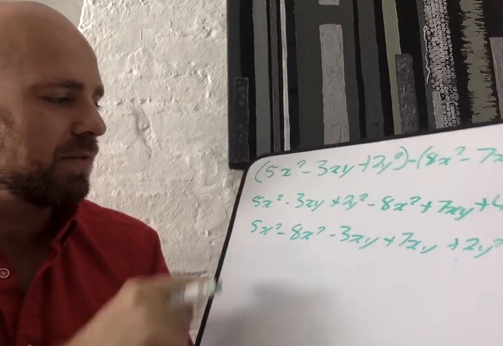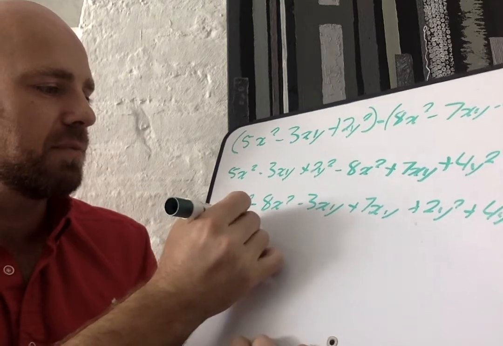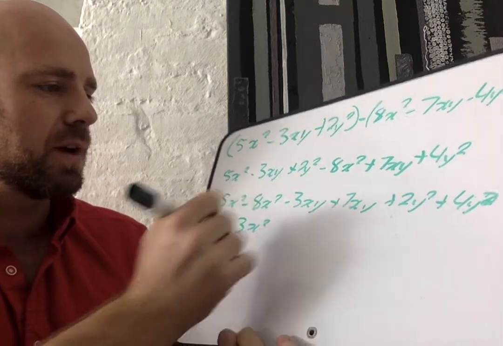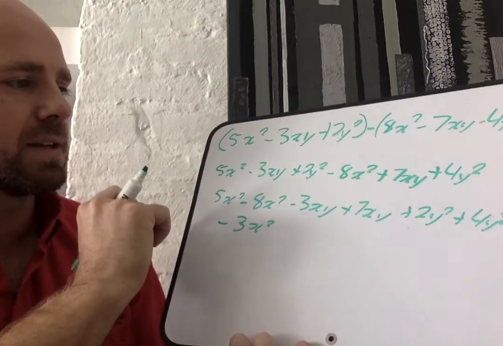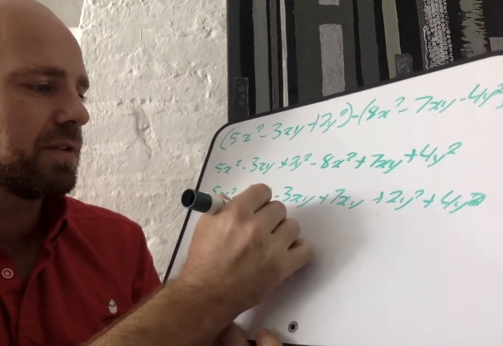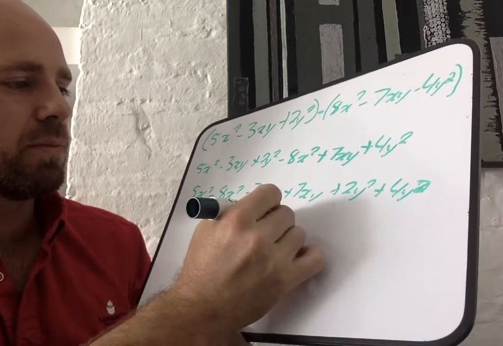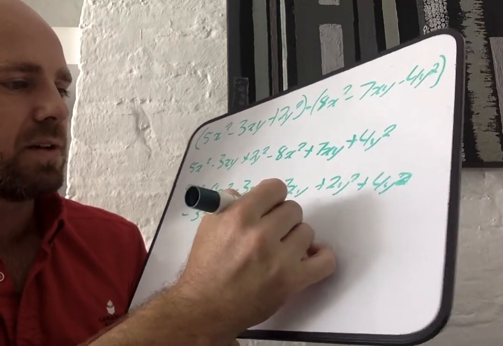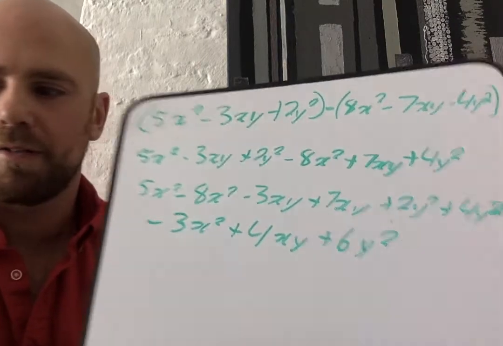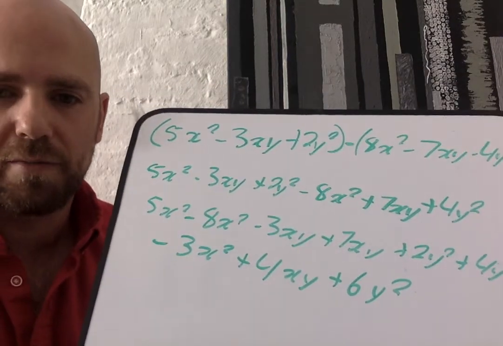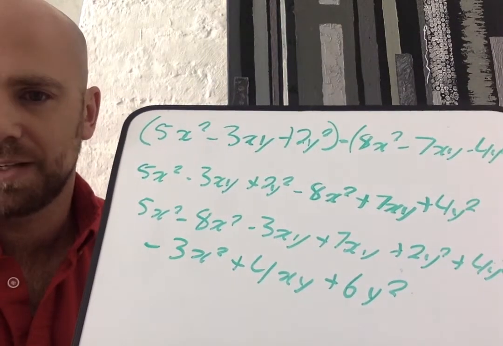Now I'm just going to simplify. So I have 5 and negative 8 is going to give me negative 3x squared. I have negative 3 and 7, so that's going to give me positive 4xy. And then I have 2 and 4, both positives, so that's going to give me a 6y squared. So this becomes my final term. So that's how I've basically simplified and subtracted everything. All right. So that is subtracting polynomials.